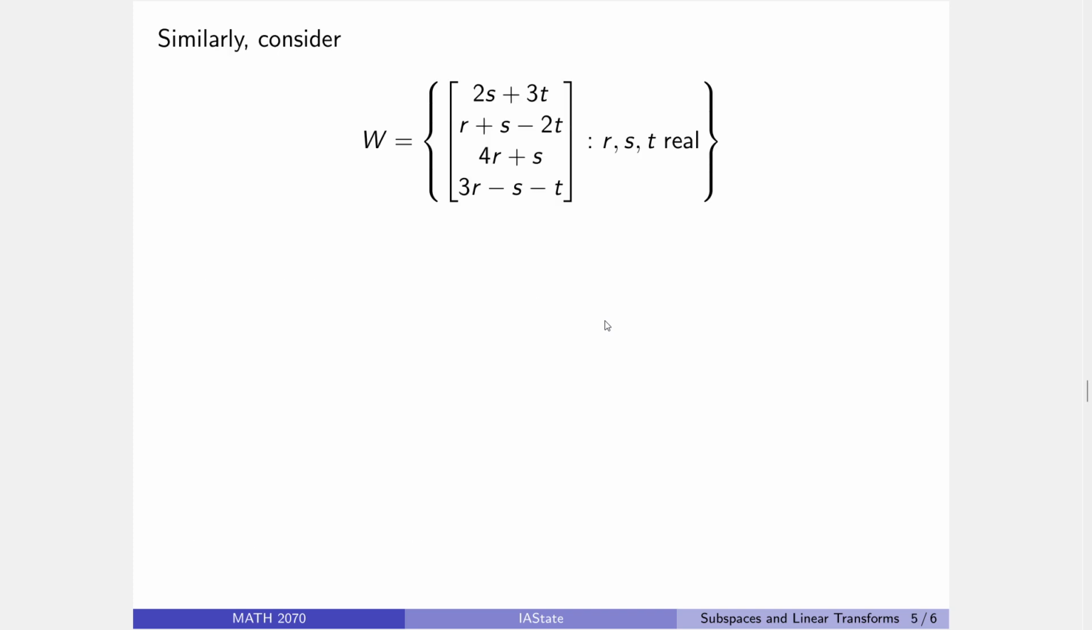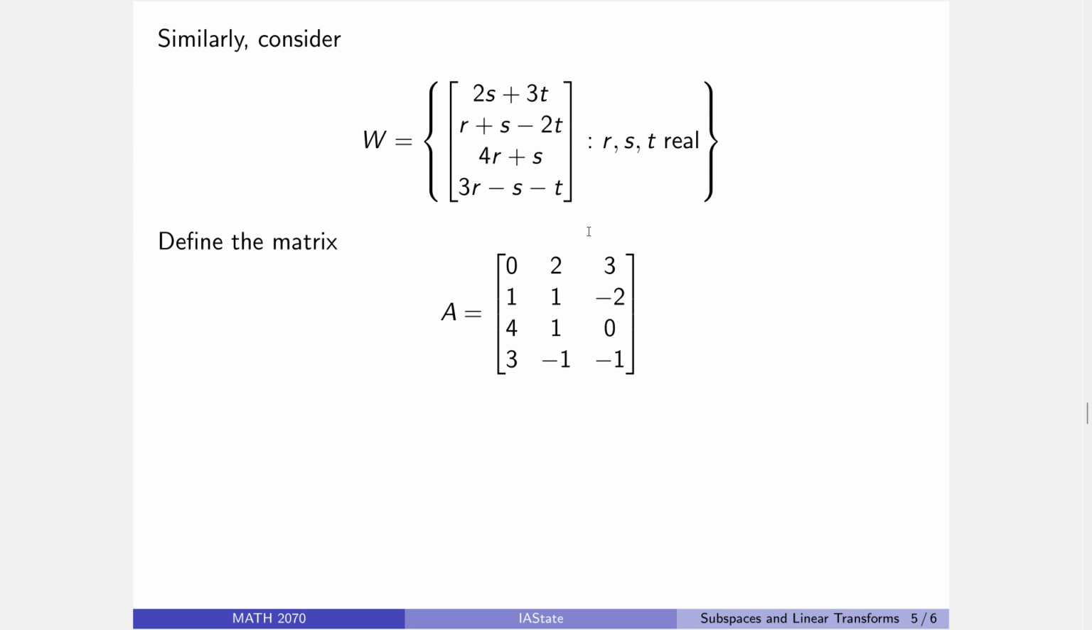And for another example, let's say I had the collection of vectors in R4 where the first entry is 2s plus 3t, where s and t are real. The second entry is r plus s minus 2t, where those letters r, s, and t are real. And likewise, the third entry is 4r plus s, and the fourth entry is 4r minus s minus t. Well, hopefully you see where this is going.